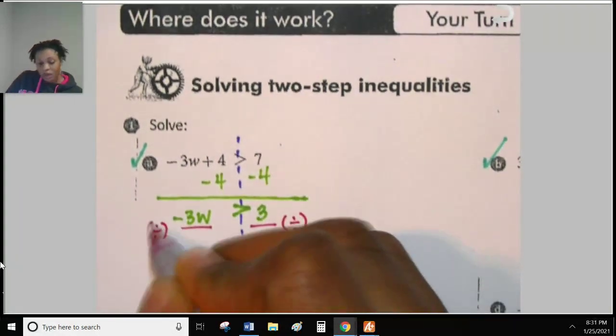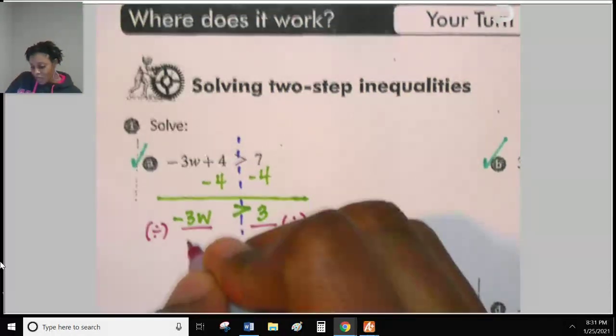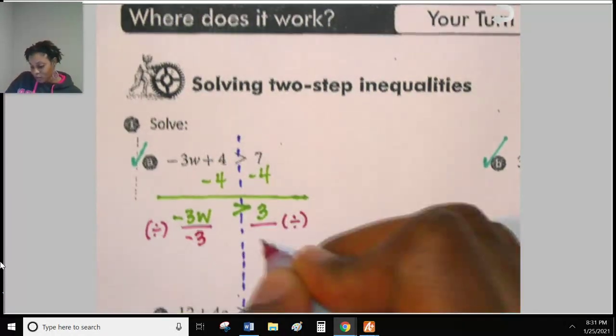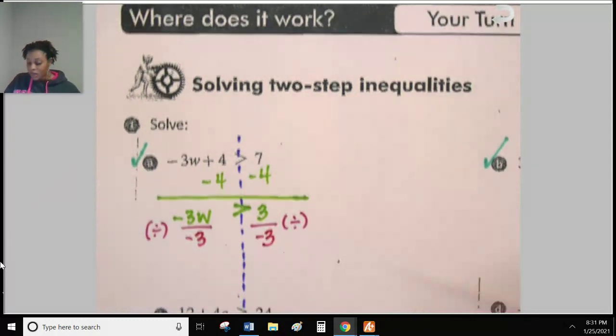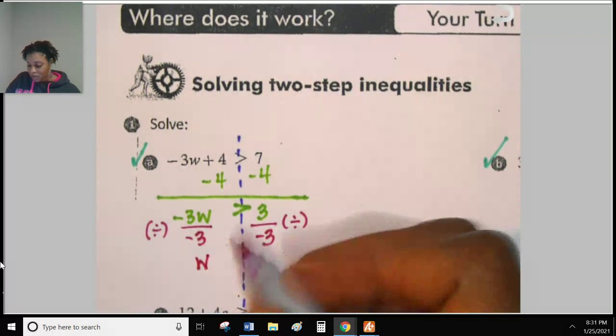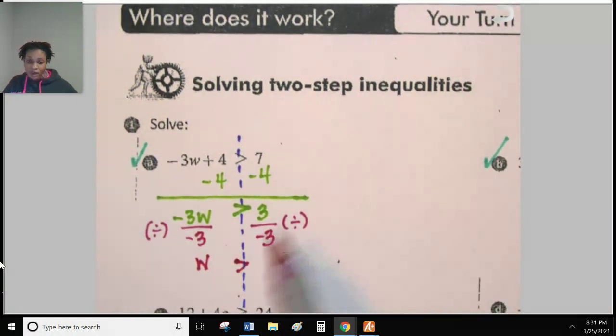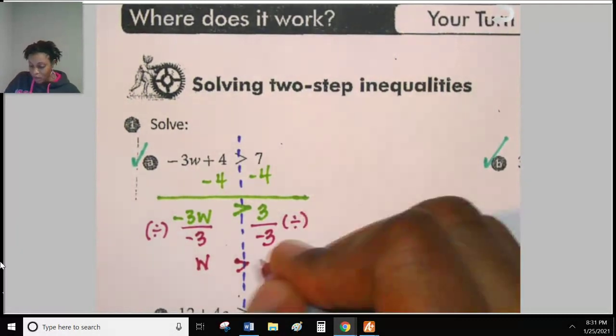Remember, the object of an equation or an inequality is to isolate and solve for the variable. So we want W to be alone. W just wants to be by himself. So we need to get rid of negative 3. The way we get rid of negative 3 is doing the inverse operation of multiplication, which is division. Negative 3 divided by negative 3 gives me an invisible 1W. Bring down my sign. Then I have 3 divided by 3, which is 1.